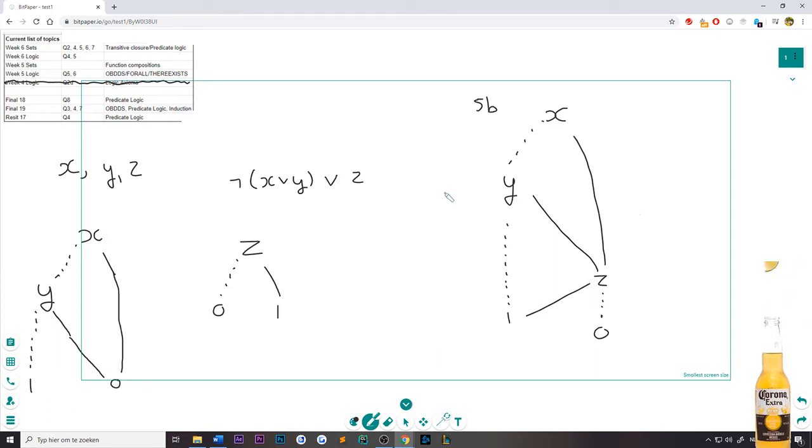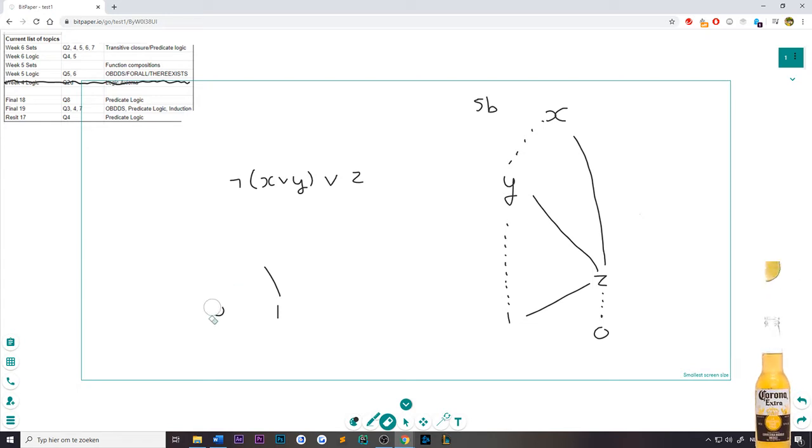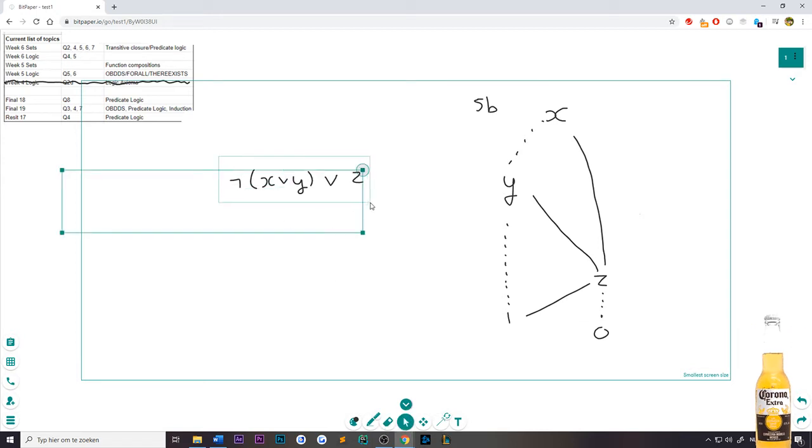Then for C, what we need to do is draw exists Y for this reduced OBDD. So this one we don't need anymore. This one we don't need anymore. And so what we're going to do is select this one.